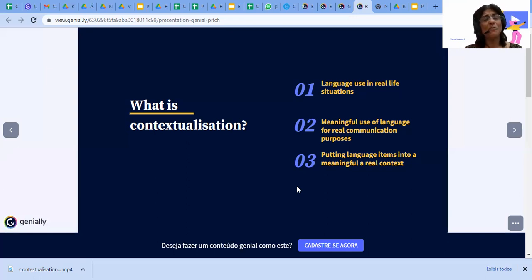And this is the end of part 1. Now, move on to part 2. In part 2, we'll be talking about the techniques we use for contextualizing our language in our lessons.